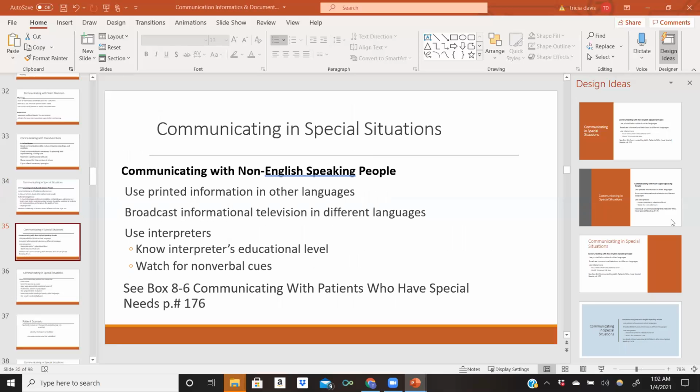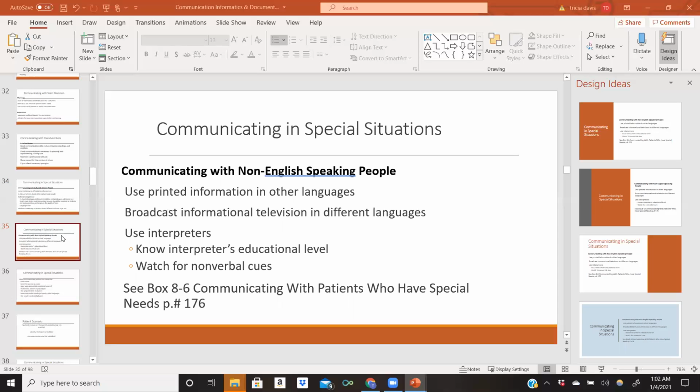Communicating with non-English speaking people, you want to use information that's printed in other languages. So if you are going to print off some education about some side effects related to a new medication that they're taking, you're going to want to make sure that it's printed in the language that they speak so that they can read it and understand it. You want to broadcast information on their television in different languages so that they can also enjoy TV while they're in their room. You want to use interpreters. You want to know your interpreter's education level, and you want to watch for nonverbal cues.